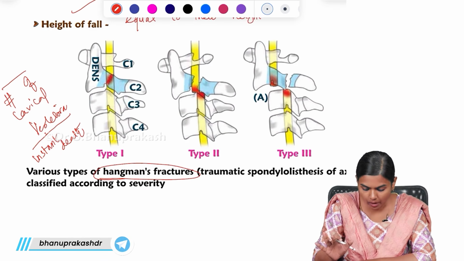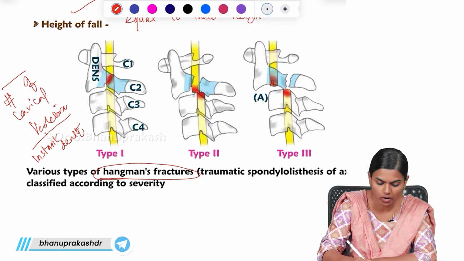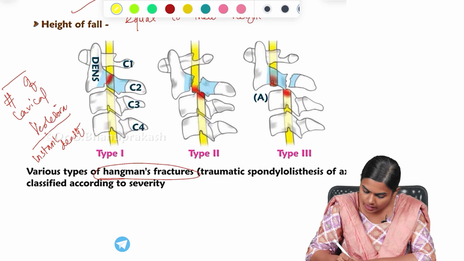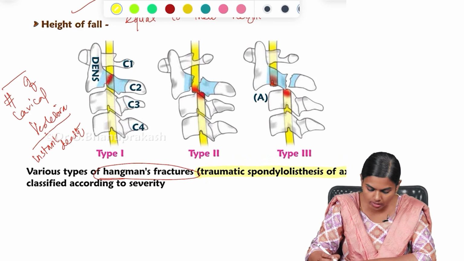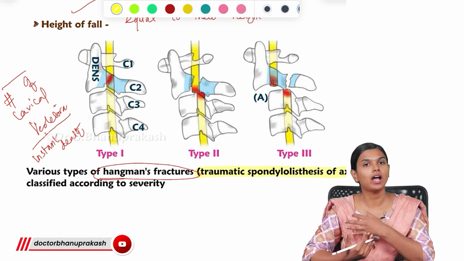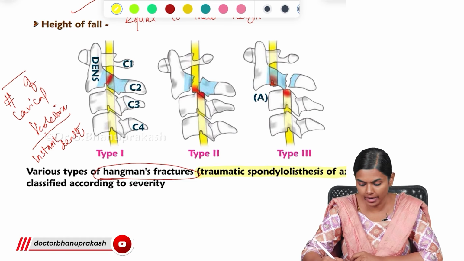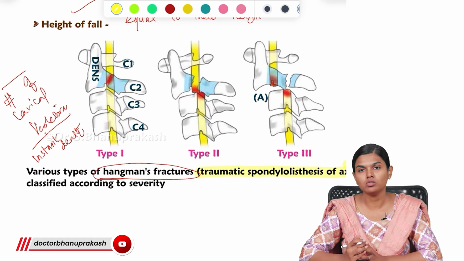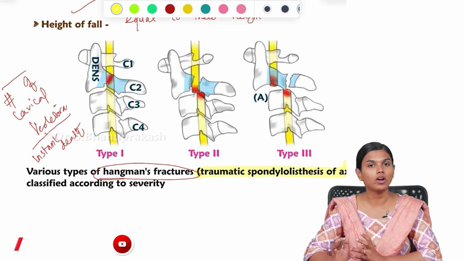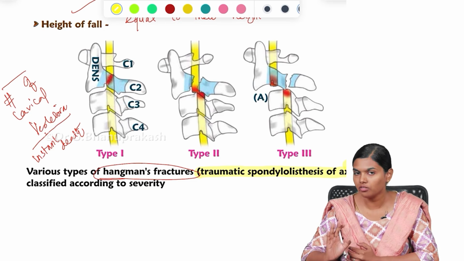And this hangman's fracture, like when they simply ask you what is a hangman fracture, what you have to say is this: it is traumatic spondylolisthesis of axis. So it is due to trauma, and what happens is that there is spondylolisthesis, and of which vertebra? It is the axis. So this is what the definition usually is. So what is the hangman's fracture? It is traumatic spondylolisthesis of axis.